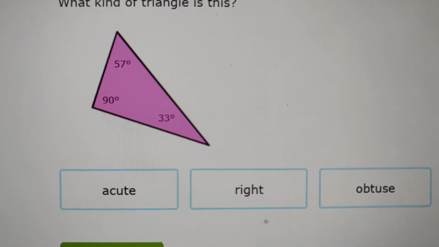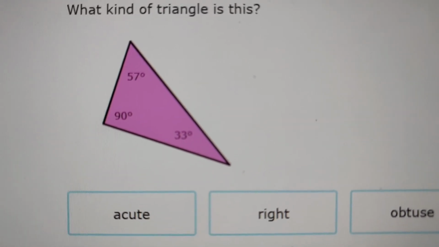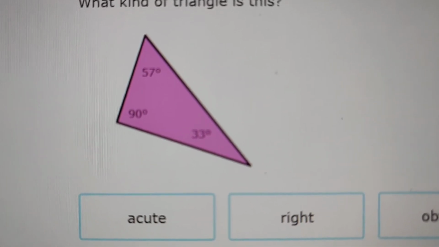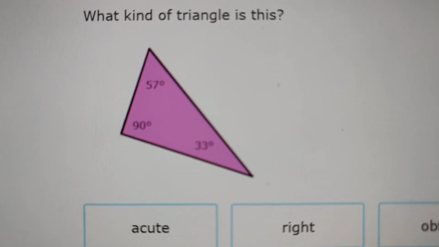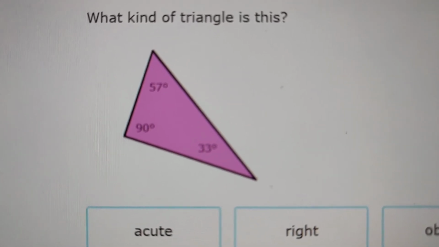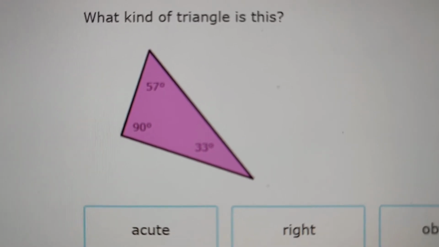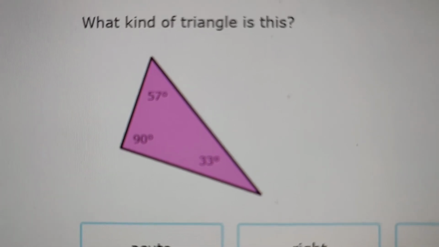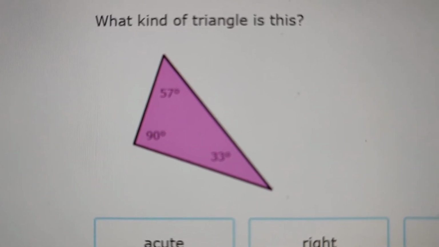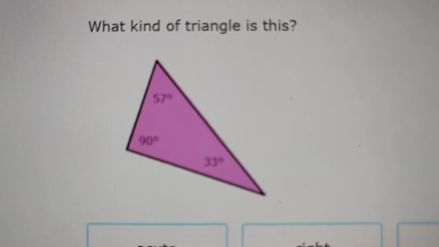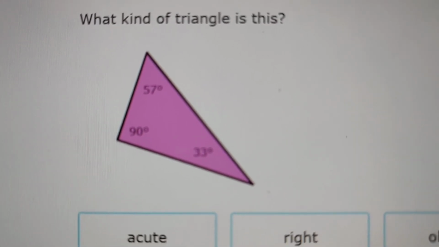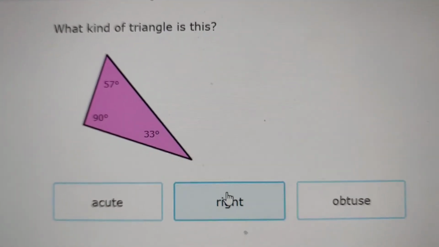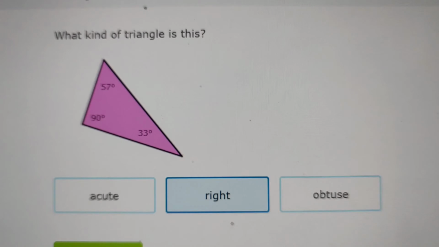So I'm going to have you take a look at this triangle, and then I want you to figure out, is it acute, right, or obtuse? So pause your video, figure it out, and then come back. Okay, welcome back. You should have said that because there's one 90-degree angle, which is a right angle, and a triangle that has a right angle is a right triangle, you should have said that this triangle is a right triangle.